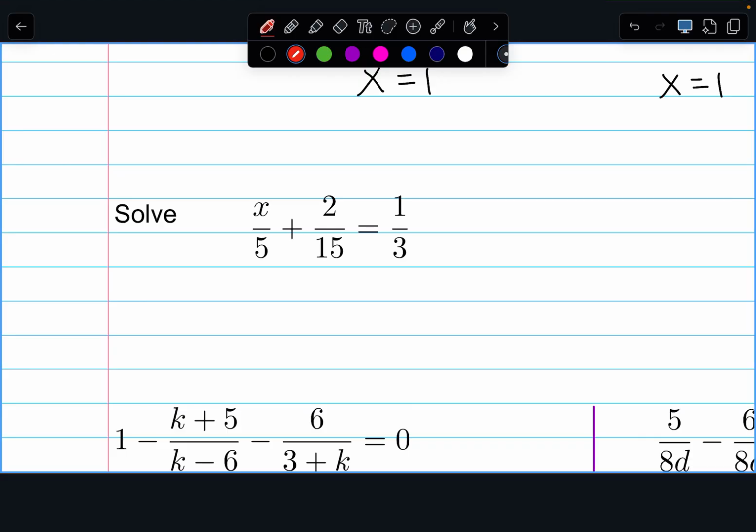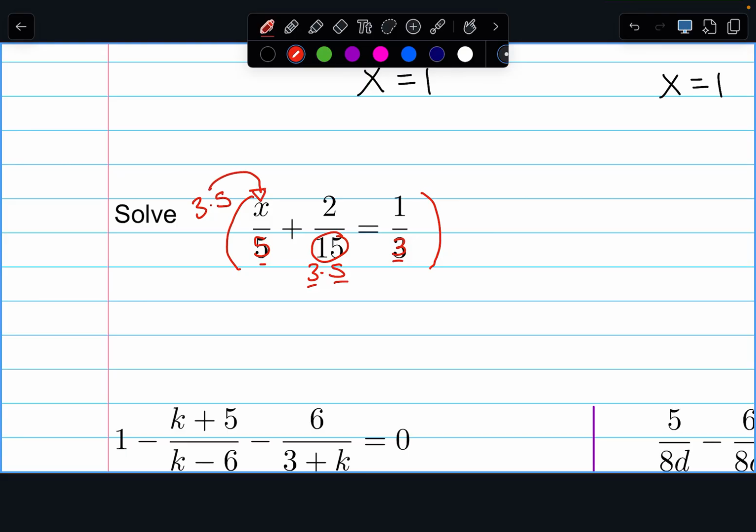The best way to get rid of these fractions is to multiply by a number that will cancel out my denominators. When I focus on my denominators, I have a 5 here, this 15, which is 3 times 5, and a 3 there. What if I multiply my problem by 3 times 5? The 5 would get rid of the 5s, the 3 will get rid of the 3s, and then I won't have a fraction anymore. Let's see if that's true.